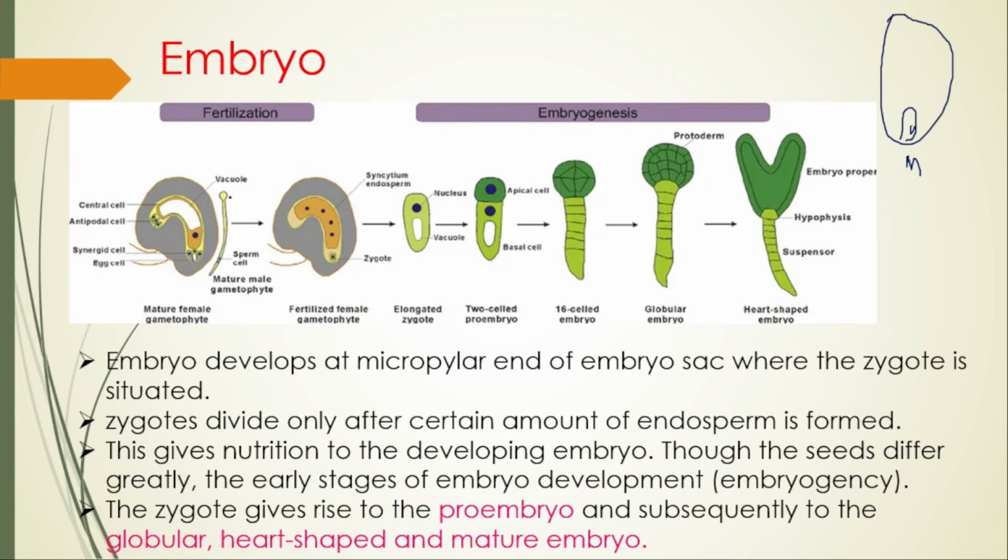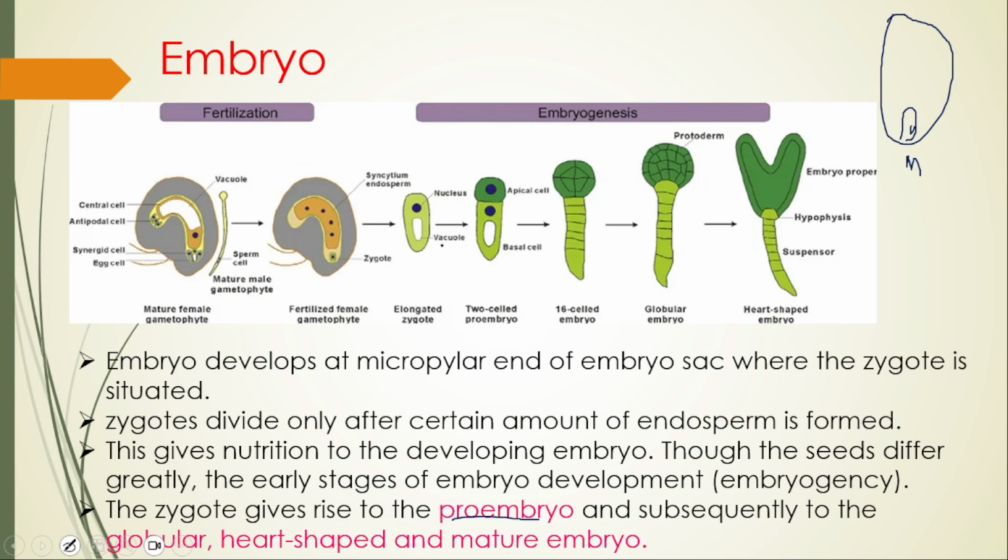Okay, what happens here, the nucleus of the zygote is going to be divided to form a two-celled proembryo. Okay, and subsequently there will be globular, heart shape, and then mature embryo, which is already given in your NCERT. That process itself is said to be what? Embryogenesis, the formation of the embryo.